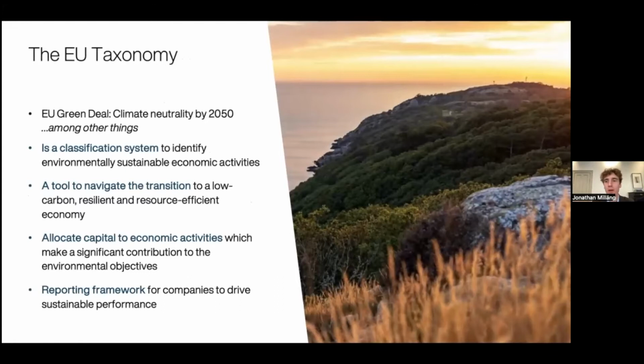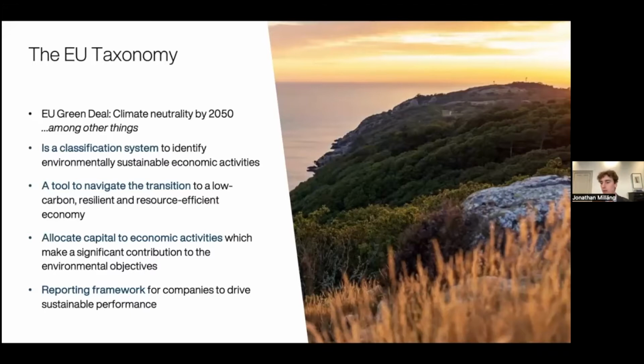So why has this been proposed then politically? Basically, there's a political push, obviously, for management of climate change and environmental issues. That is why the EU Green Deal was proposed. That includes the goal that the EU reaches climate neutrality by 2050, among other things. So basically what the EU taxonomy has done is that it has taken that goal and made it concrete.